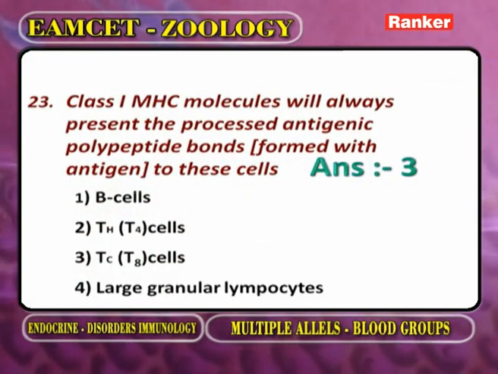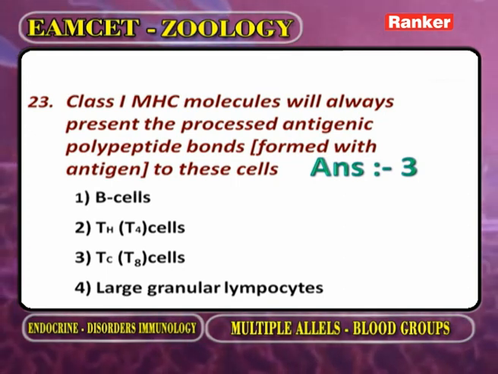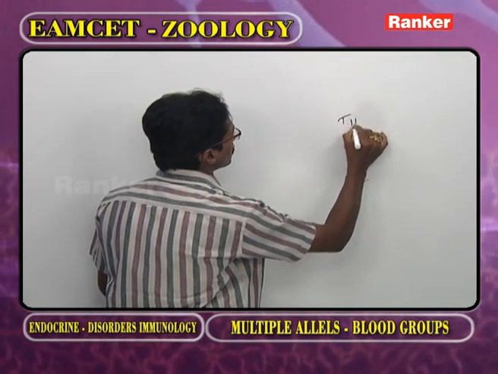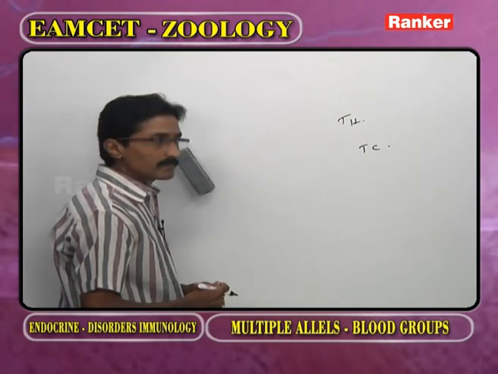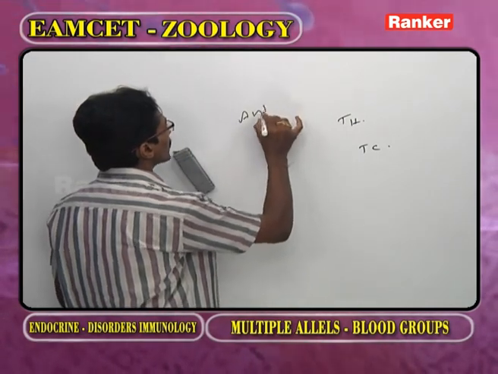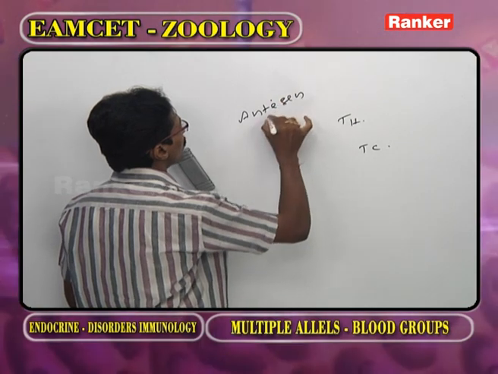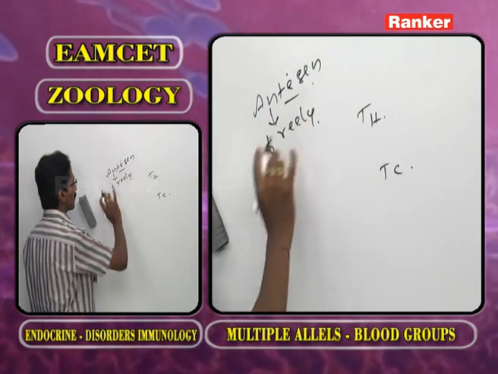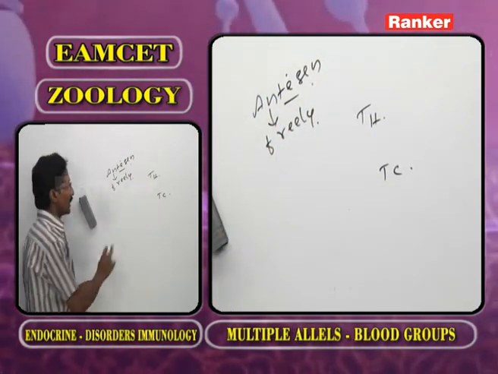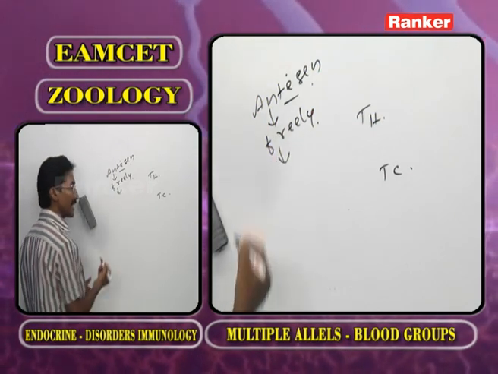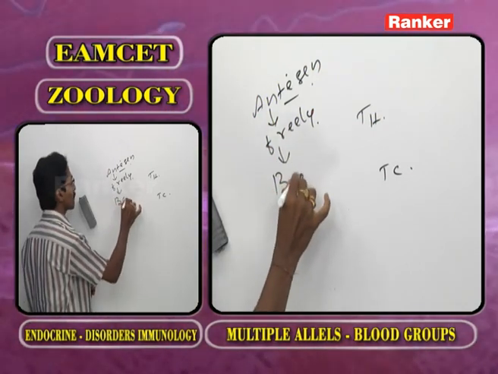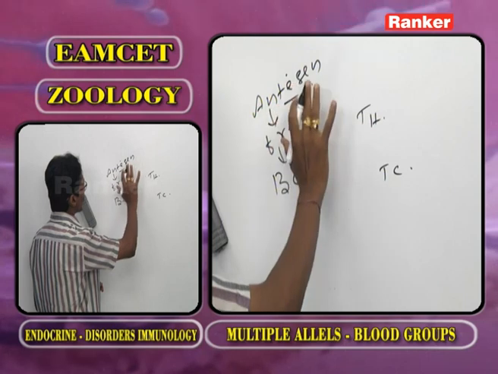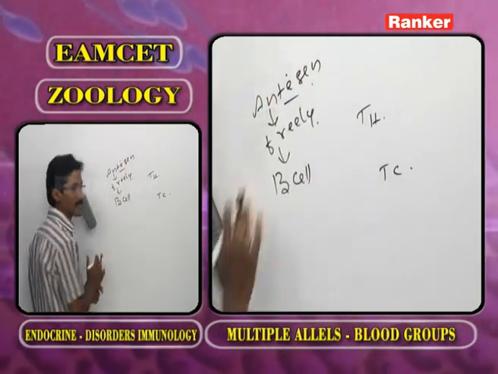Class 1 MHC molecules. Now here, as we observe the TH cell and TC cell, now one antigen enters into the body. The antigen freely moves in the blood plasma. The freely moving antigen is recognized by the B cell. The T cells do not recognize freely moving antigens.